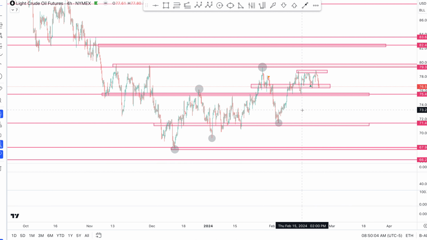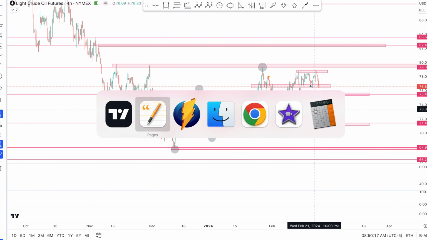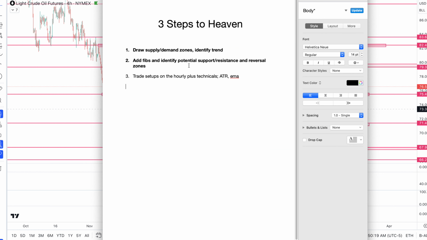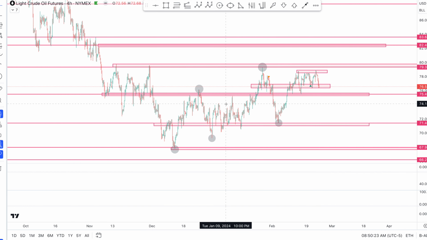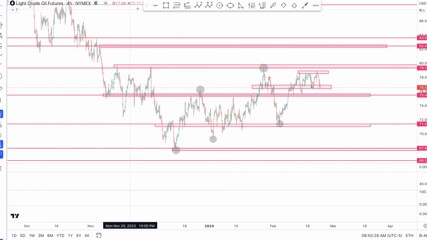Anyway, so part 1 video, this is a result of that. These are the supply-demand zones. This is us indicating we are in an uptrend at the moment. So we want to now add fibs and identify potential support, resistance and reversal zones. All right, so first thing we need to do is set up our fib tool. In crude oil, the big numbers are 618 and 886.